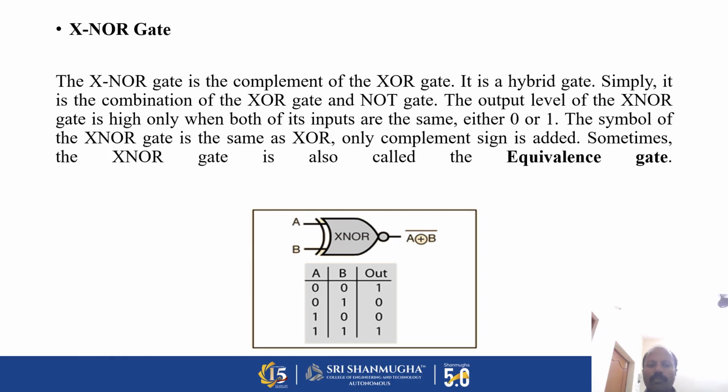Next is the XNOR gate, which is the opposite of the XOR gate. Whatever we got in the XOR gate output, we have to take a NOT of that, so that you will be getting the opposite of the XOR gate. That is nothing but the XNOR gate, which is a complement of the XOR gate.